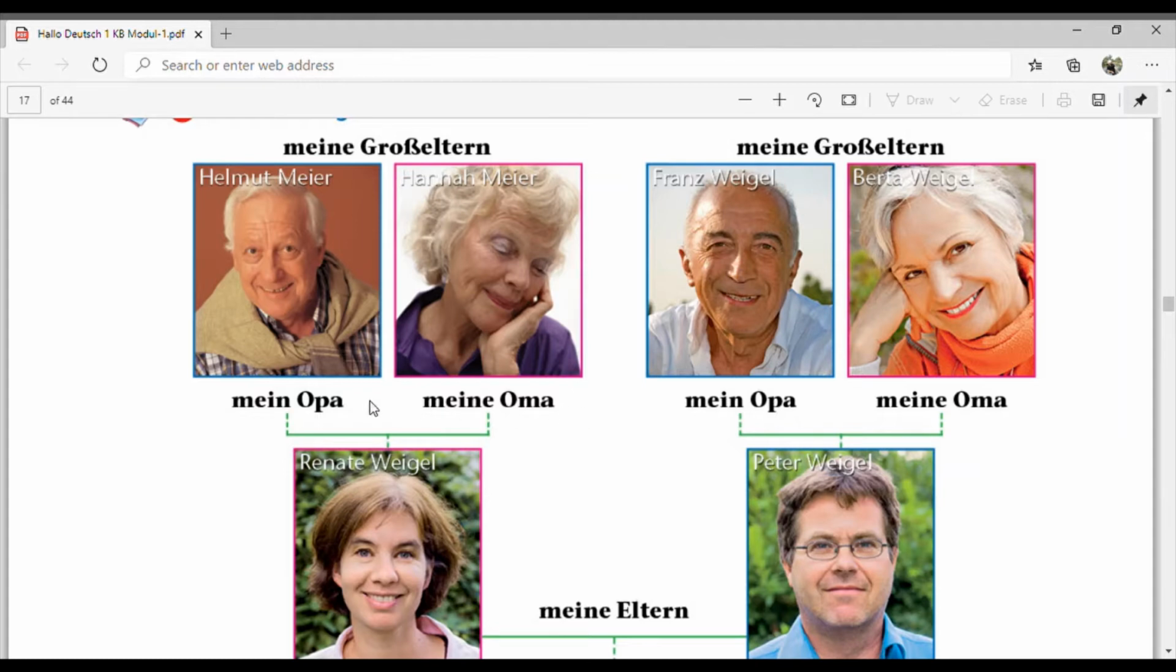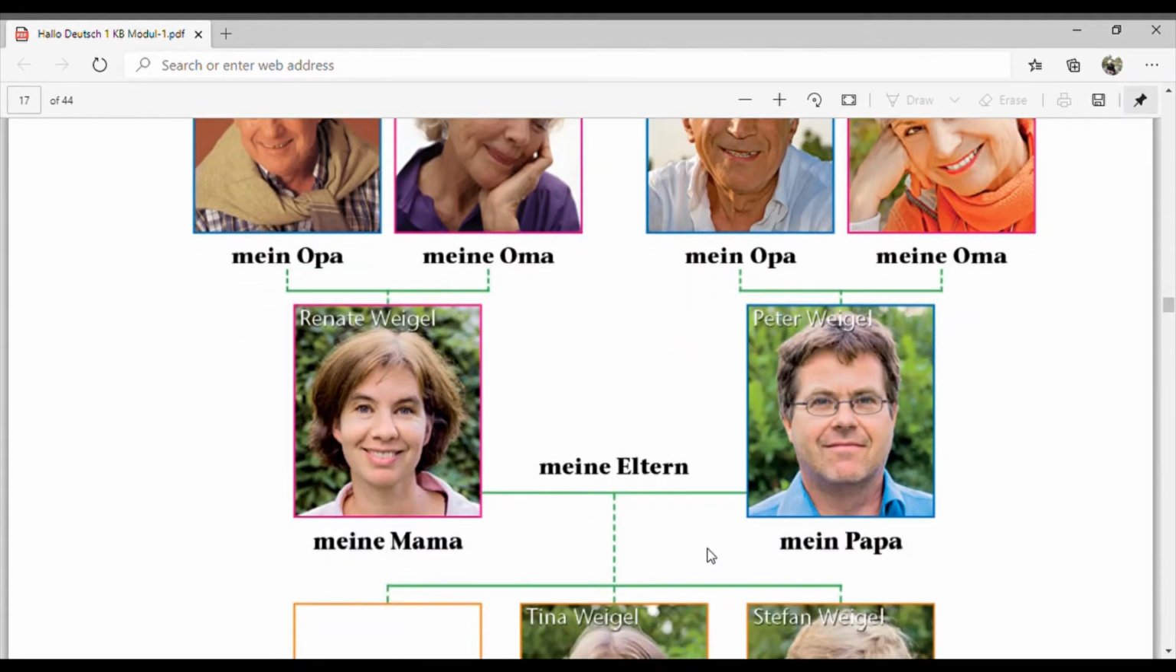For mein Opa and meine Oma, we can also have another word. This is mein Großvater. Yeah. And here meine Großmutter, because it's Großeltern. So Großvater, Großmutter. Again here Großvater, Großmutter. Okay. And then here meine Mama, meine Papa.